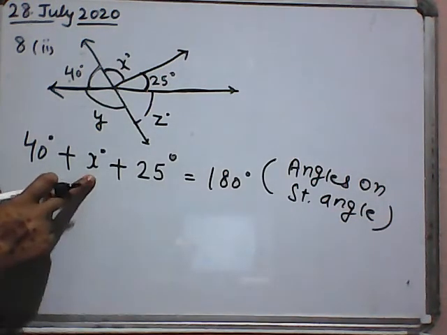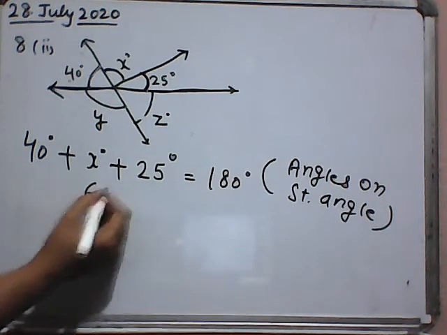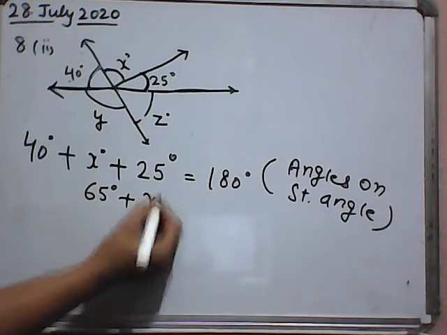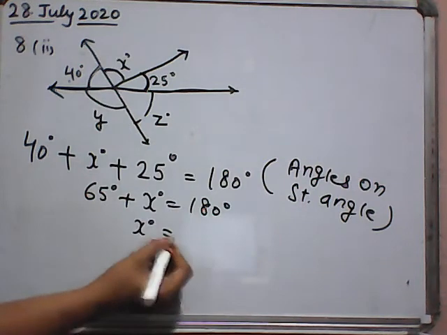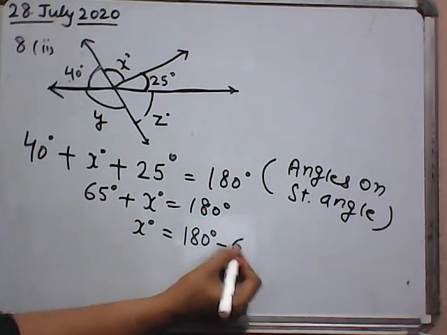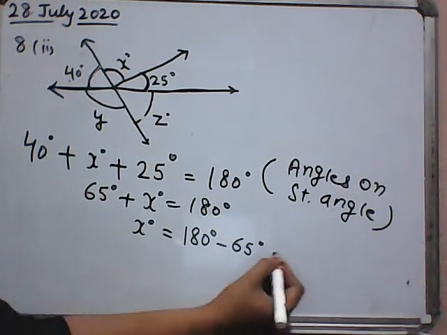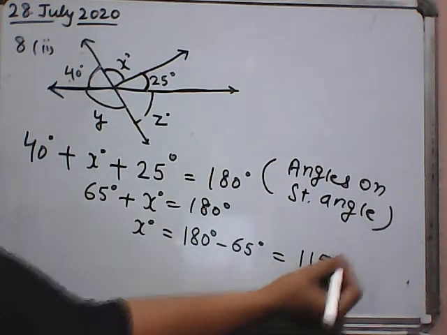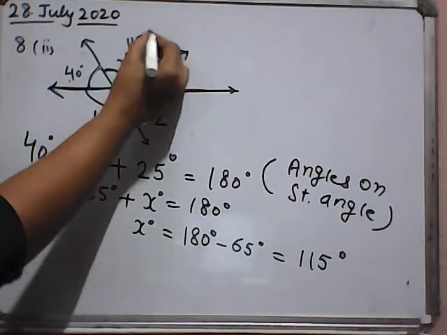Now we can find the value of x. 40 plus 25 is 65 degree, plus x degree, that is equal to 180 degree. 65 degree moves to the right hand side, it becomes negative. 180 degree minus 65 degree is 115 degree. Now what is the value of x? 115 degree.